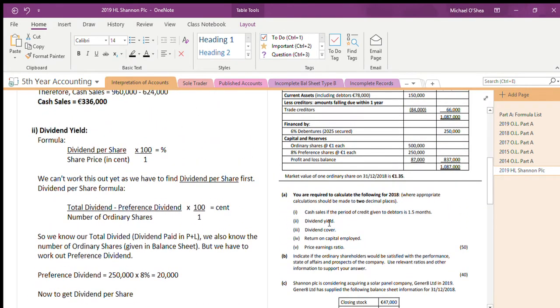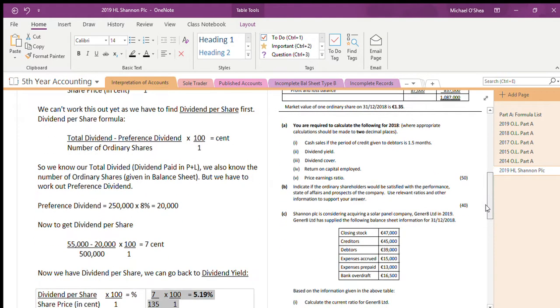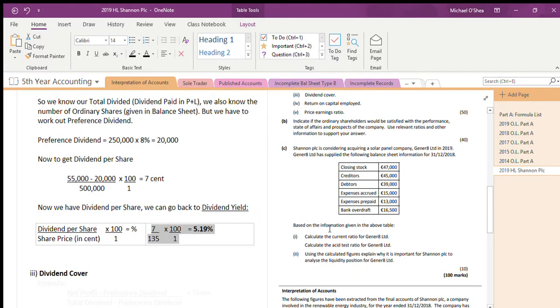So that's what they've asked us for. They've asked us to find our dividend yield. That was the formula. We had to find dividend per share first, and that was how we found that one. And then we go back and we find our dividend yield. My final answer is 5.19%.